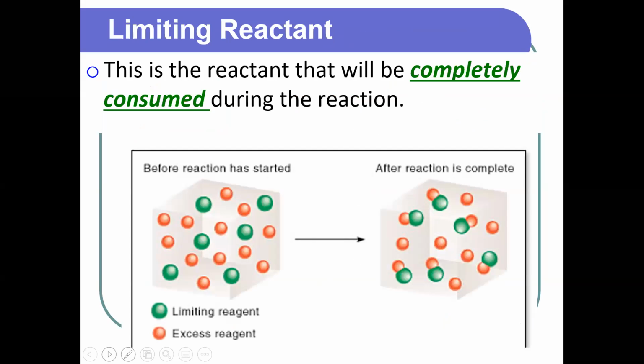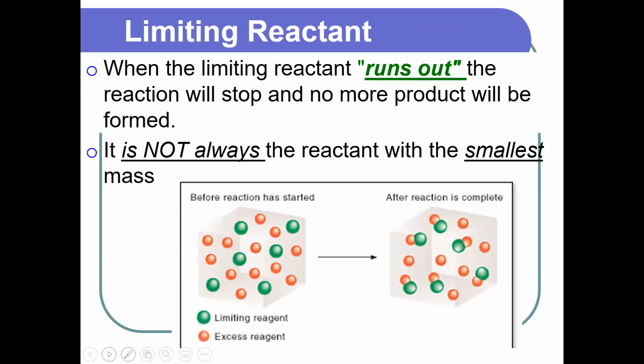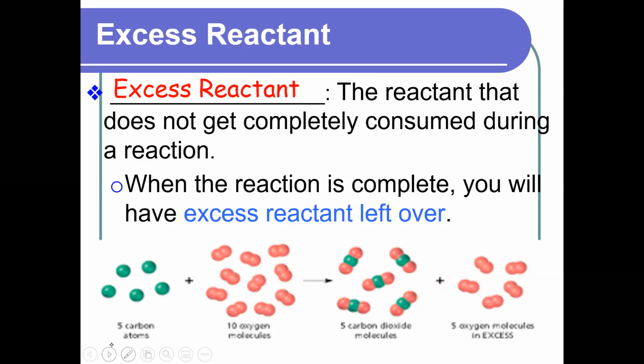The limiting reactant is going to be the thing that is completely consumed during the reaction. Once the limiting reactant is gone, there's no more of it. It's going to be the first one that runs out, and once it runs out, we will not be able to make any more product because we can't get any more of it. But the excess reactant is the one that does not get completely consumed. So that's the one that we have more of at the end when the reaction is done.